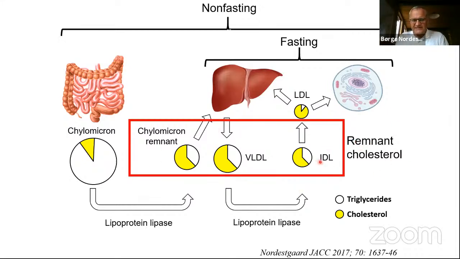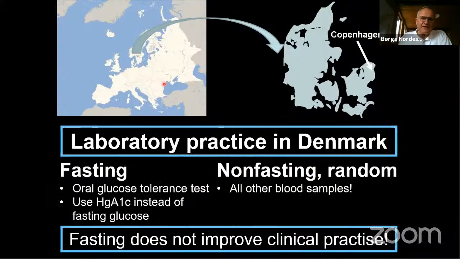So in the non-fasting state, you capture not only the fasting lipoproteins, which are plentiful in the fasting state, but also the chylomicron remnants and even more VLDL being turned out. Just to illustrate, in my little country, Denmark, up here in the northern part of Europe, in Scandinavia, what we do in laboratory practice is that for fasting we only have one thing left: the oral glucose tolerance test. We do not use fasting glucose, we just use hemoglobin A1C for diagnosing diabetes. So all other blood samples are non-fasting. And to the best of my knowledge, fasting does not improve clinical practice.